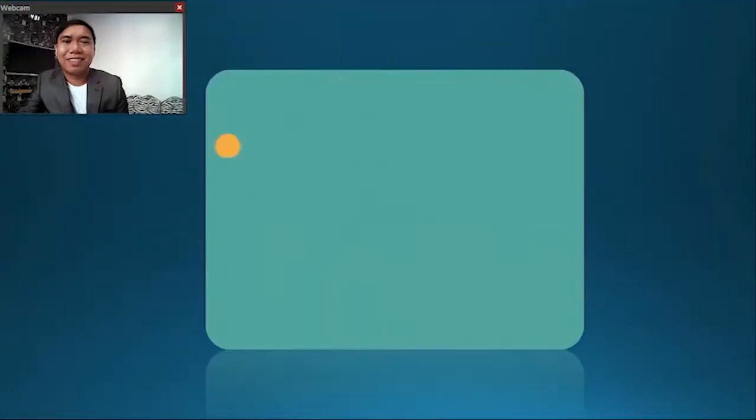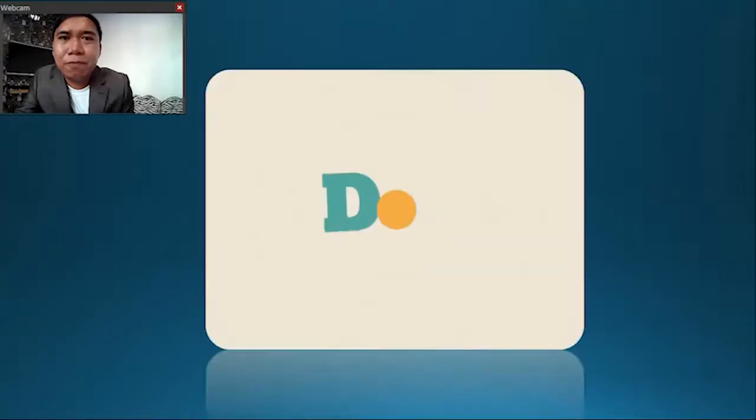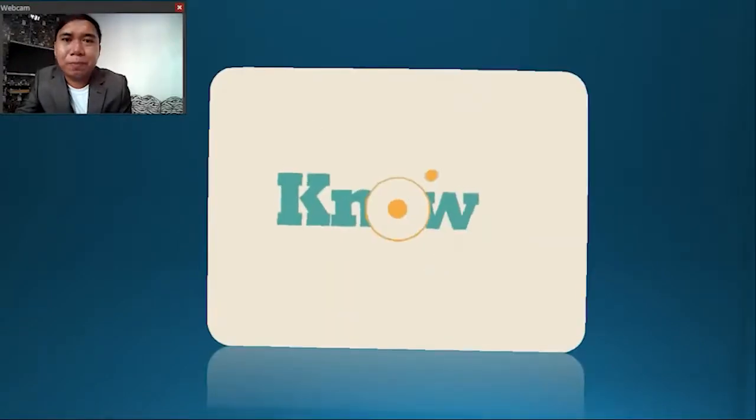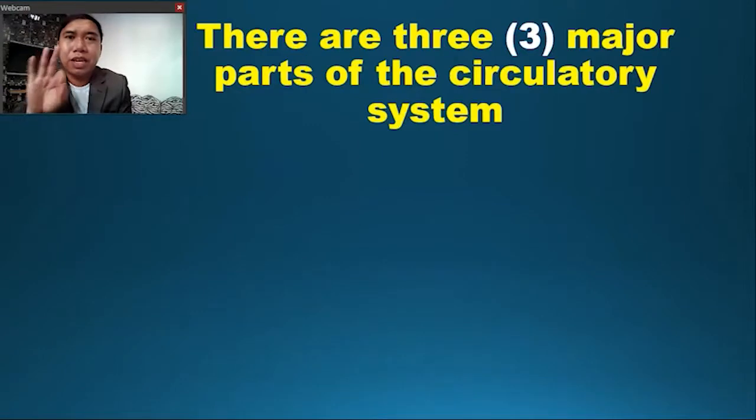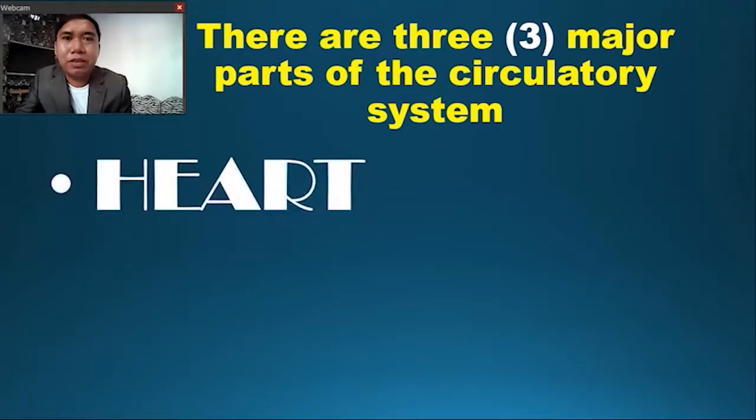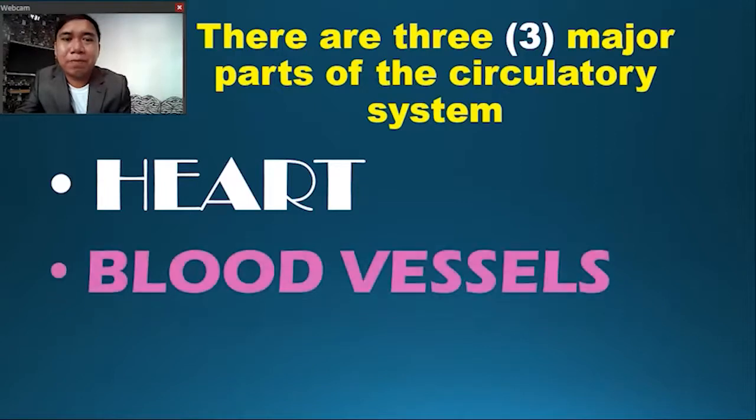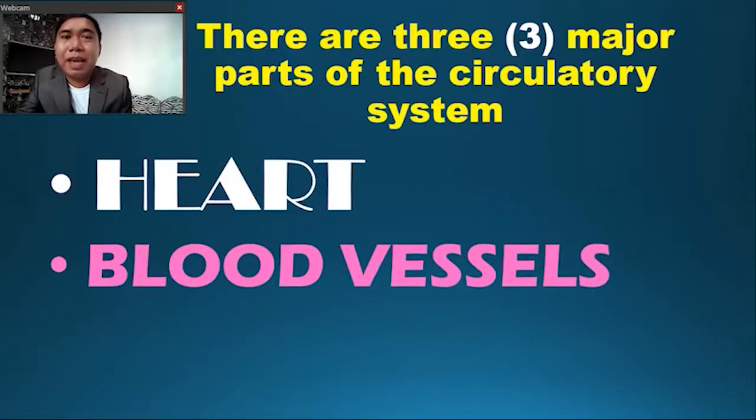Now, let's first have a trivia about the circulatory system. There are three major parts of the circulatory system, and these are the following. Number one is the heart. Are you familiar with the heart? Of course, you must be familiar with the heart because we have a heart. Then blood vessels, and lastly, the blood.